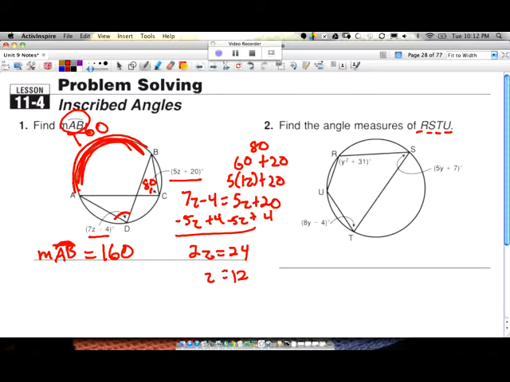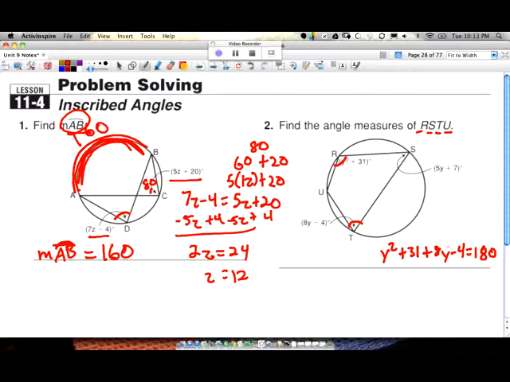Find the angle measures of RSTU. Okay, so RSTU. Oh, so it's just saying find each one. All right, well, let's see what we got. Angle T here is going to be similar to this one R, in that they're supplementary, meaning that those two add up to 180. So y squared plus 31 plus 8y minus 4 equals 180.